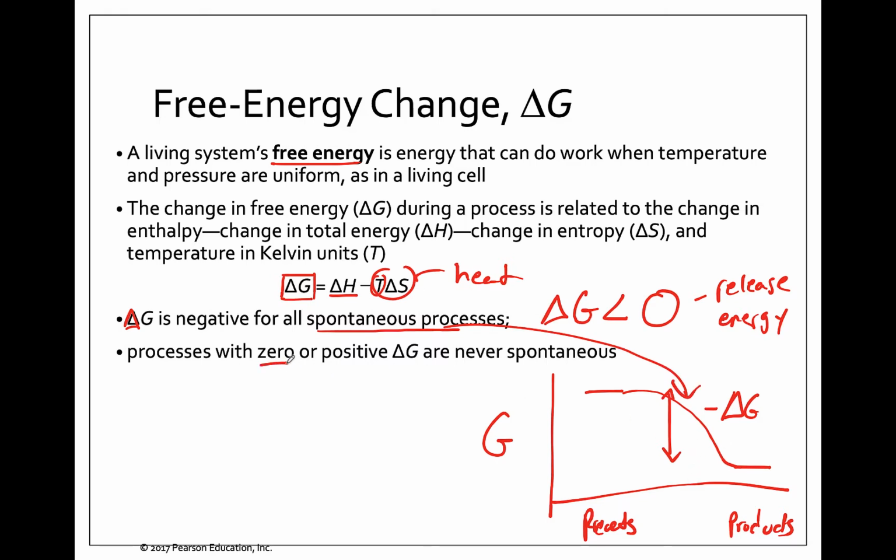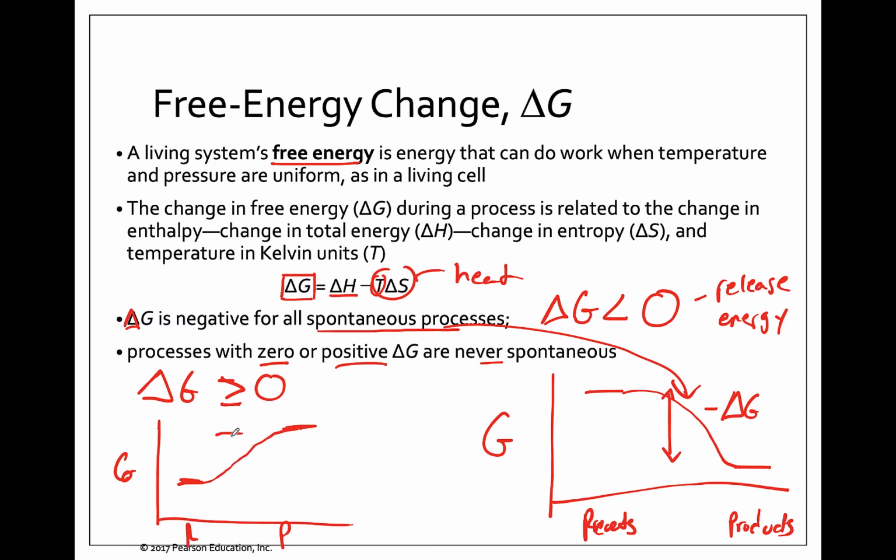If the delta G is 0 or positive, so if delta G is greater than or equal to 0, it is not spontaneous. So this is going to require energy to go. So for example, here's our G. We start with our reactants and with products. If the reactant's energy is lower than the product energy, think about this as kind of having to go up a hill. This amount of energy has to be added to this, even if they were the same, if delta G was 0. This is going to give me a positive number, and this is going to require ATP.